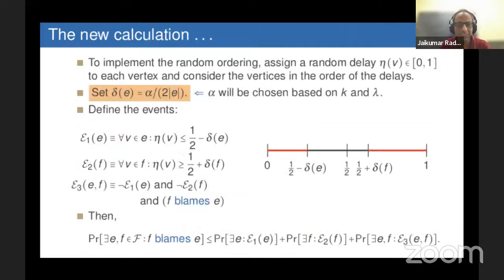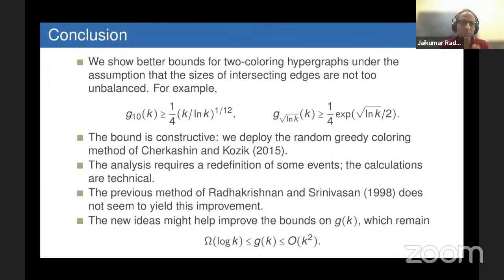Okay, so let me just skip all the analysis and come to the conclusion. This is what I already said, that we get some improvements over earlier results for certain values of lambda. The bound is constructive because there's a randomized greedy algorithm. And the interesting thing is that in my previous work with Arvind, we also had a randomized algorithm.